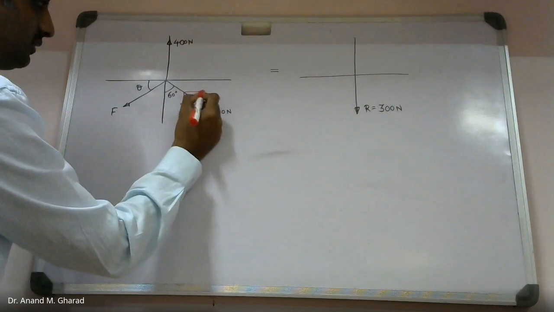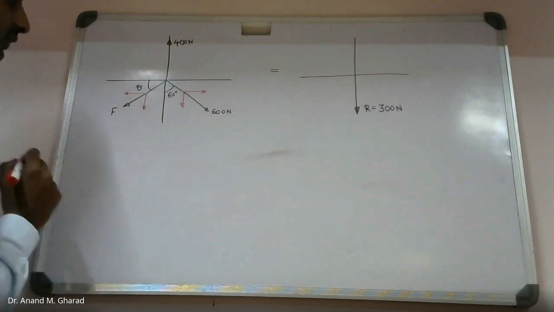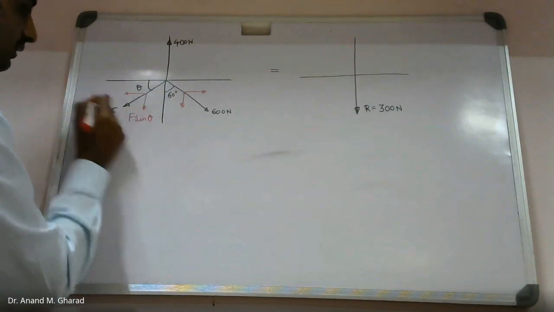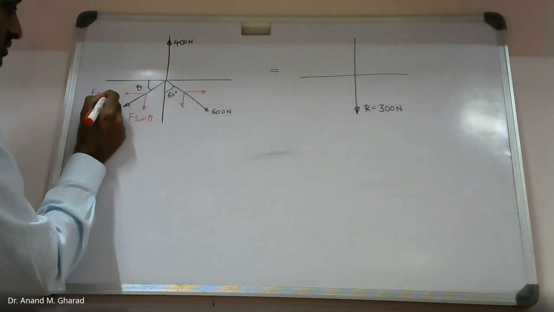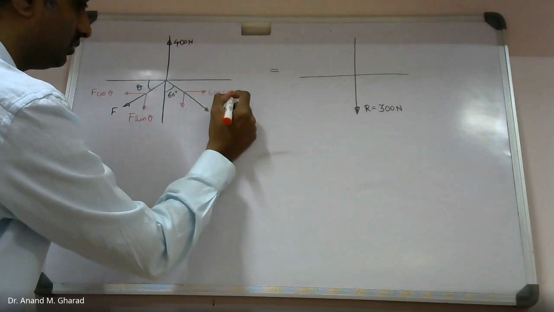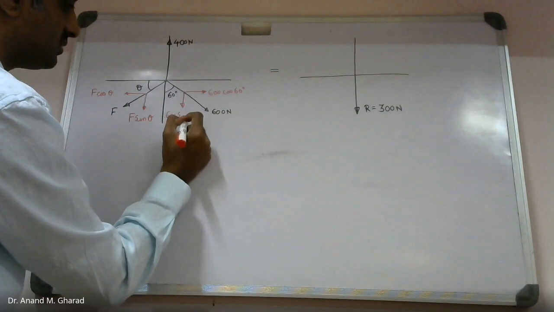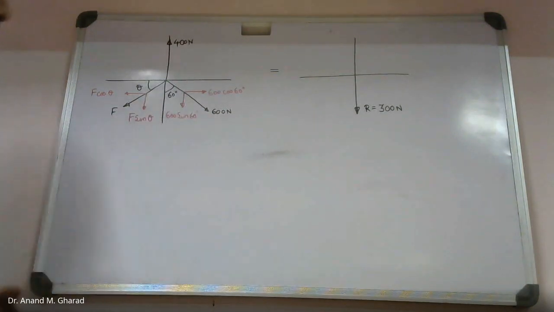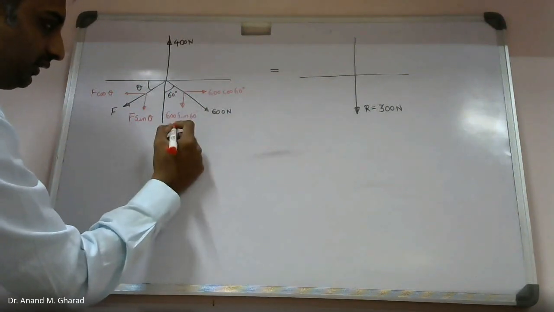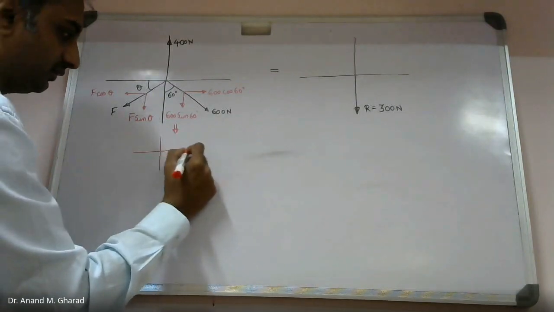You resolve all this into components. Okay? This shall be F sin theta, F cos theta. This is 600 cos 60, 600 sin 60. Okay? What you do, you find out the equivalence of this. That is nothing but this thing.